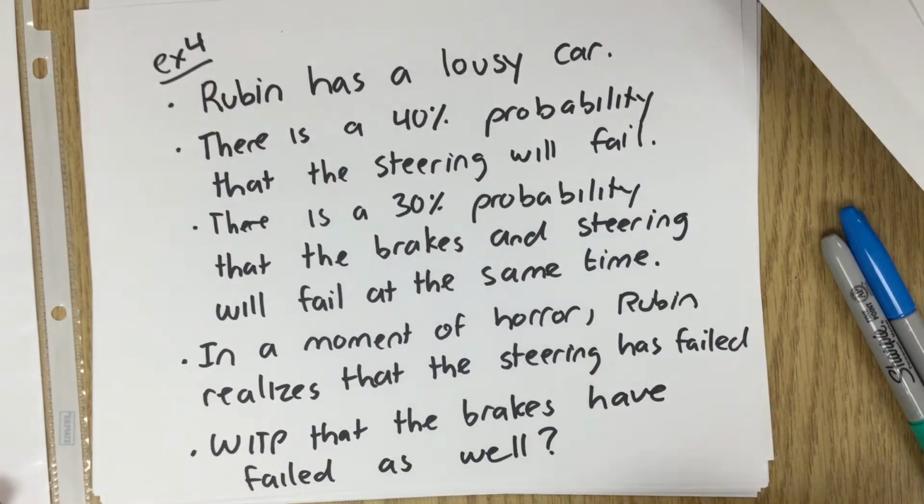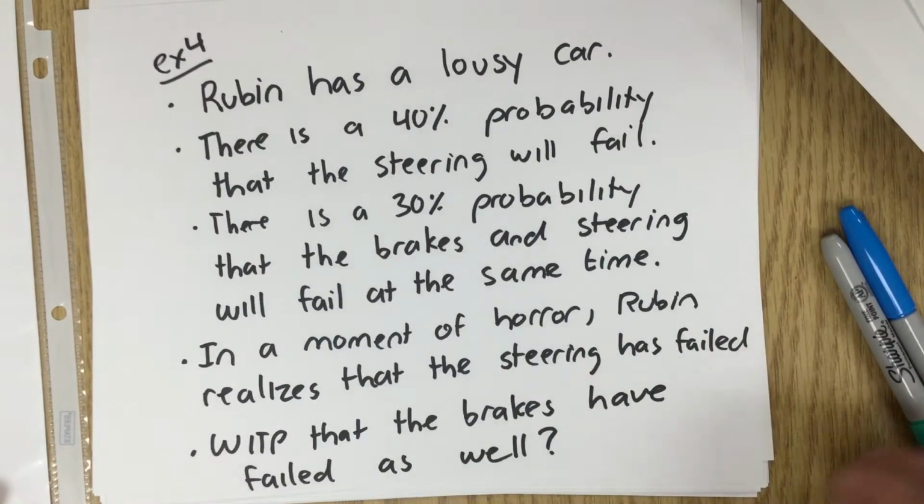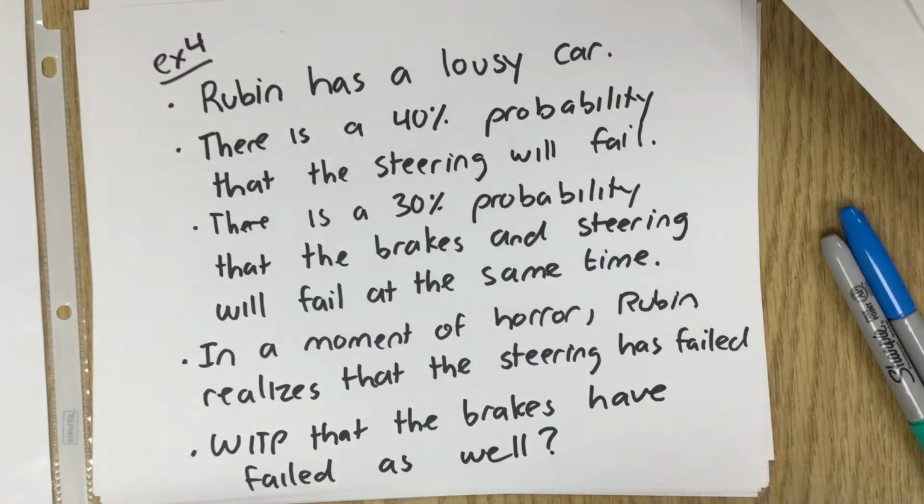So now this is a long example. There'll be lots of writing. Probably should pause it. Ruben has a lousy car. There's a 40% probability that the steering will fail. There's a 30% probability that the brakes and the steering will both fail at the same time.